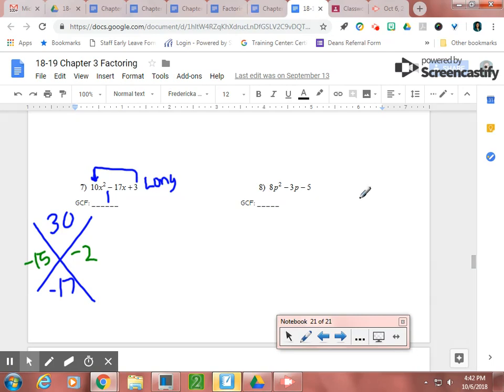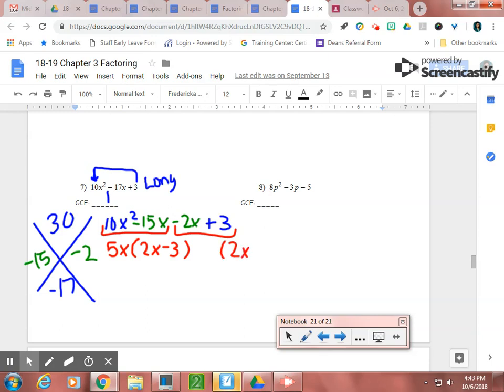And remember with long method, 10x squared and 3. In its place, negative 15x minus 2x. Okay, so I want to group these, my first two and my second two. What divides 10x squared and 15x is 5x, and I'd be left with 2x minus 3. And then on this one, in order to get this to become 2x minus 3 inside, I would have to divide everything by a negative 1. So my factored solution is 5x minus 1 and 2x minus 3.